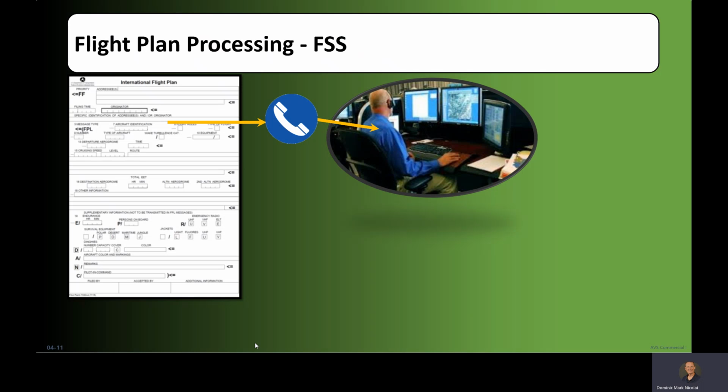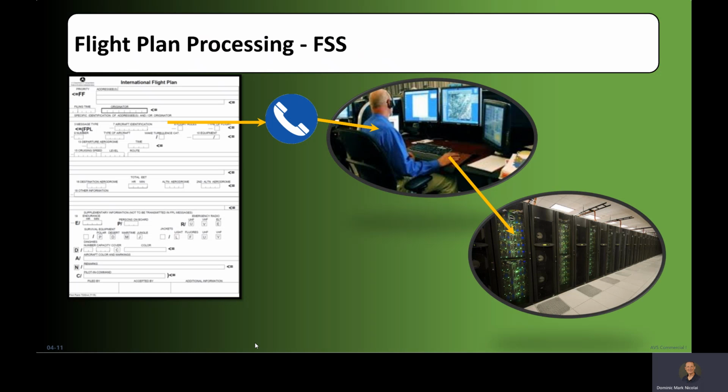The person on the other end, the flight service specialist, types into the computer the information that you give them verbally. That information is transmitted to Air Route Traffic Control Center. We're talking about IFR flight plans now, okay, not VFR. A VFR flight plan just stays in the flight service system, but IFR flight plans go all the way to Air Route Traffic Control Center.